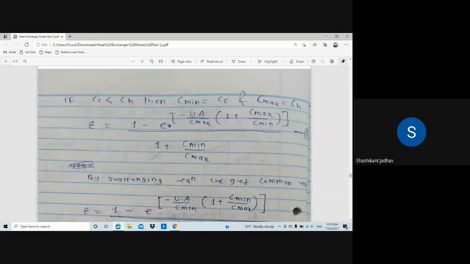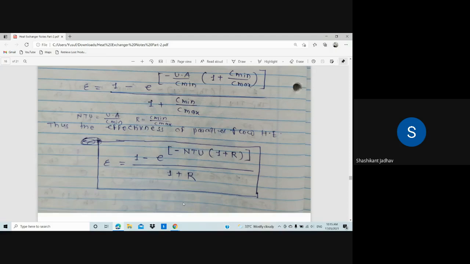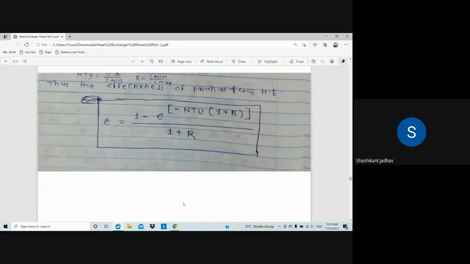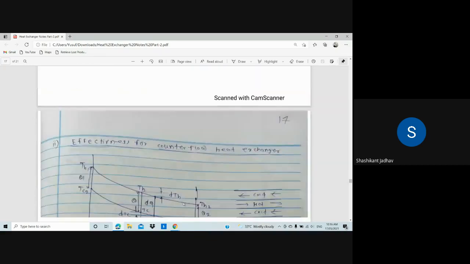And if another condition is there, if Cc is less than Ch, at that time C minimum is nothing but Cc and C maximum is nothing but Ch. By putting that value and rearranging the terms, we get the common equation epsilon is equal to 1 minus e raised to minus UA divided by C minimum into bracket 1 plus C minimum upon C max, divided by 1 plus C minimum upon C max. And as we know, NTU is nothing but UA divided by C minimum and R is nothing but C minimum upon C max. So by replacing that value, we get the equation for the effectiveness, that is 1 minus e raised to minus NTU into bracket 1 plus R, divided by 1 plus R. So this is the effectiveness for the parallel flow heat exchanger.